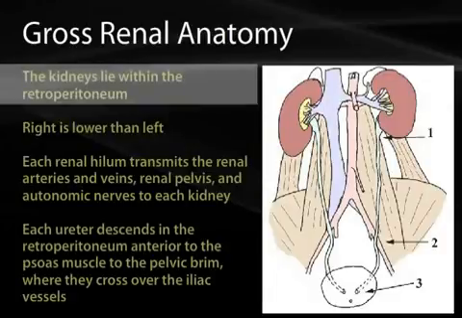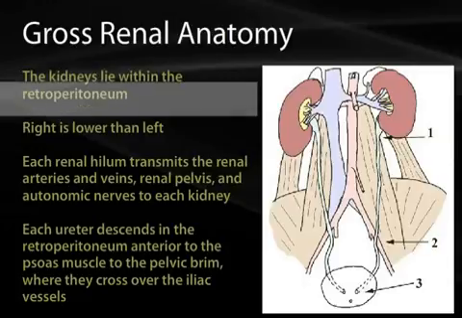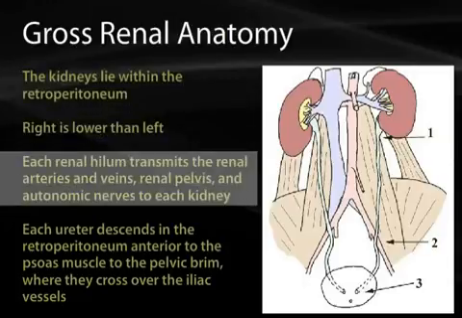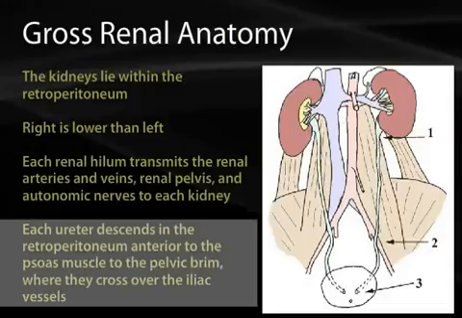Also important to remember is the kidneys lie within the retroperitoneum. The right kidney is slightly lower than the left. Each renal hilum transmits the renal arteries and veins, renal pelvis, and autonomic nerves to each kidney. Each ureter descends in the retroperitoneum anterior to the psoas muscle to the pelvic brim, where they cross over the iliac vessels. You will see on this image 3 spots denoted numbers 1, 2, and 3.